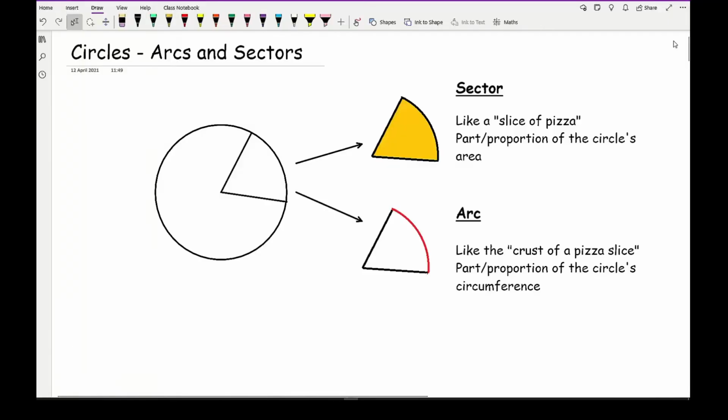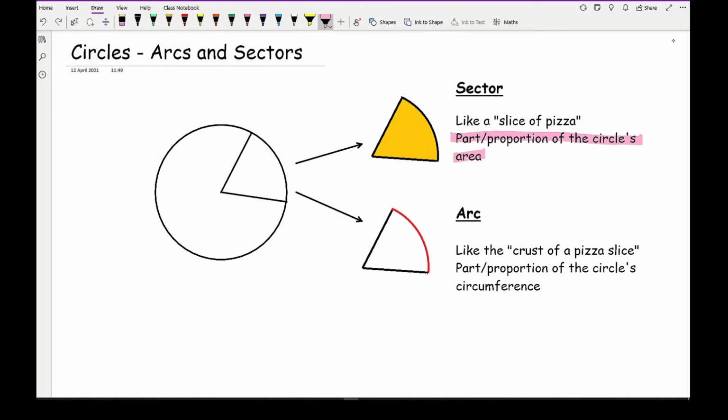Now before we get started, it's really important that with any parts of a circle that you understand the difference between the two main things. So here we've got a sector. Now a sector is like a slice of pizza, but the most important aspect of a sector is knowing its definition, which is that it's part or proportion of the circle's area.